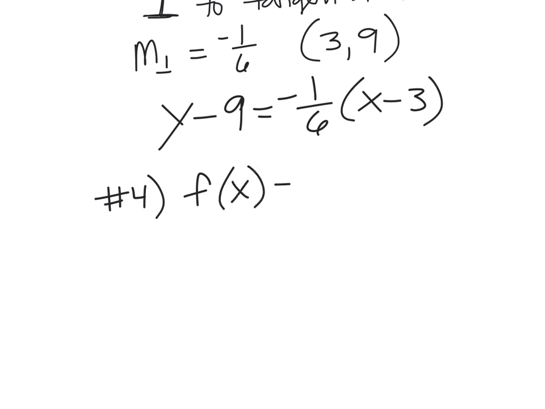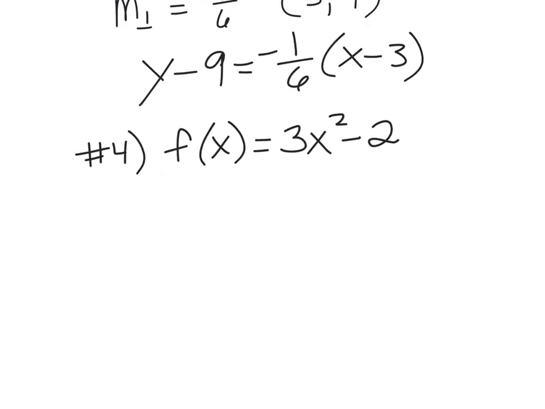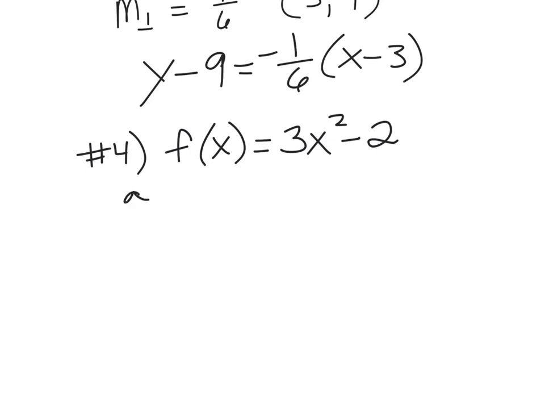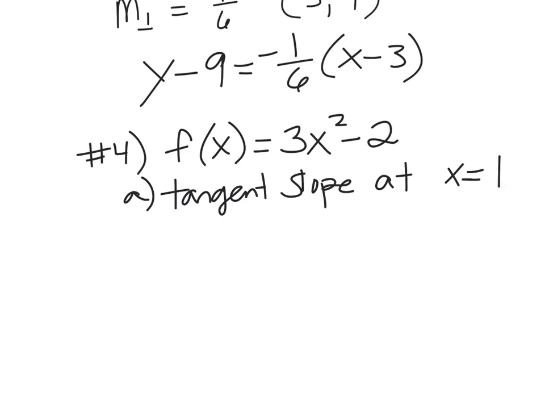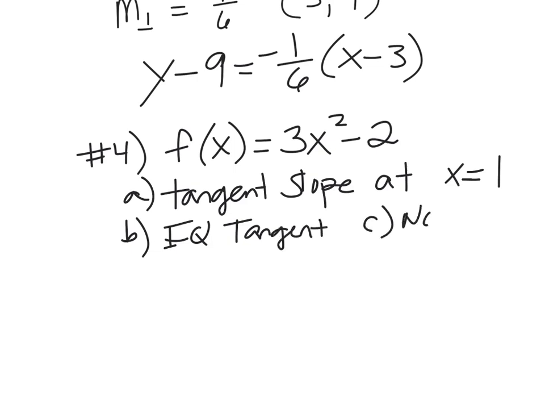So here we go. f of x equals 3x squared minus 2. And we are going to, A, find the tangent slope at x equals 1. B, we are then going to write an equation of the tangent line. And then C, write an equation of the normal line. You can leave them both in point slope. Okay?